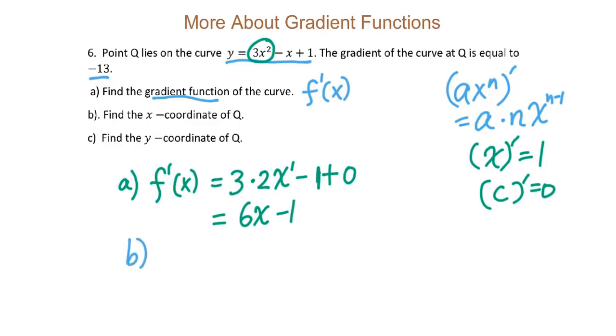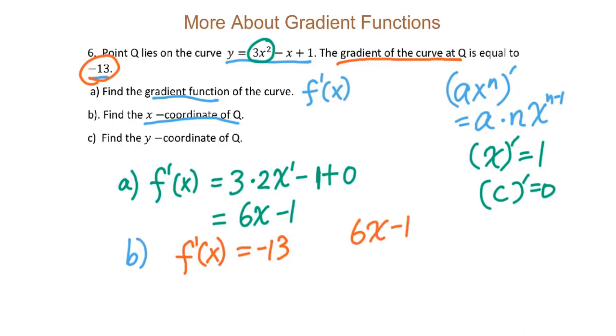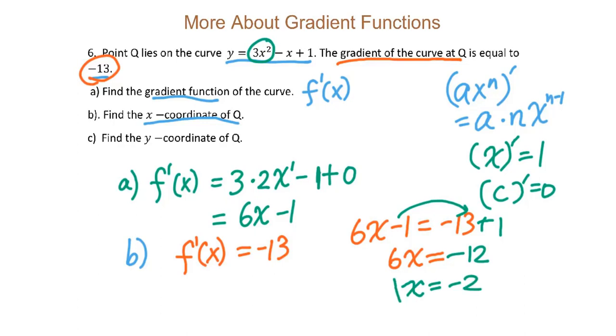For B, find the x coordinate of Q. We know the gradient of the curve at Q is equal to 13. In other words, f prime of x equals 13. You need to solve for this x. So you get 6x minus 1 equals 13. I add 1 to both sides, and you will get 12. So x equals 2.